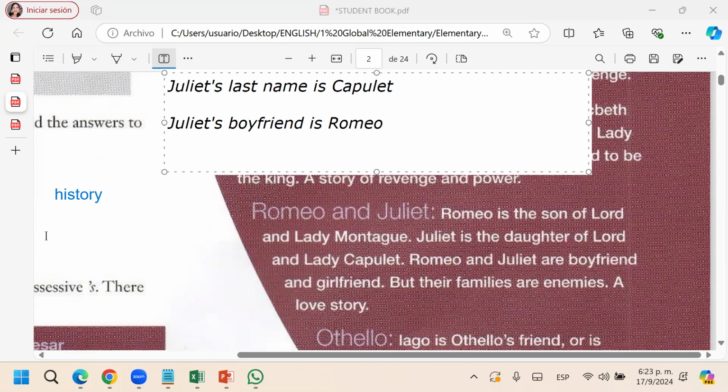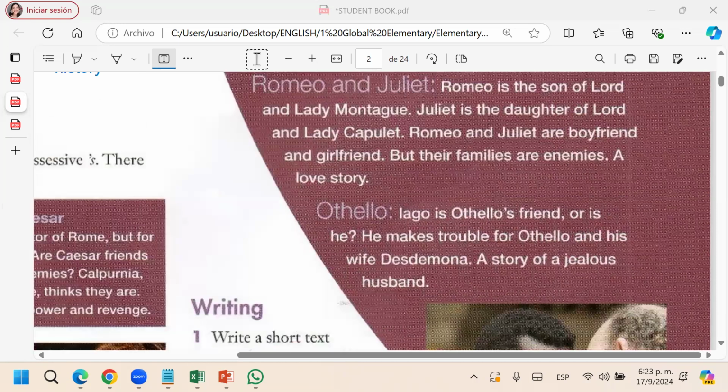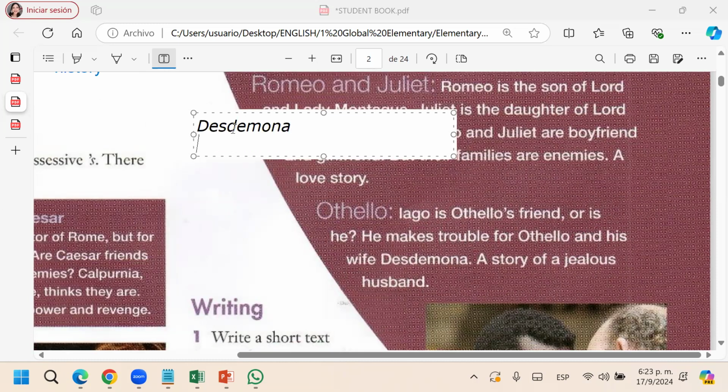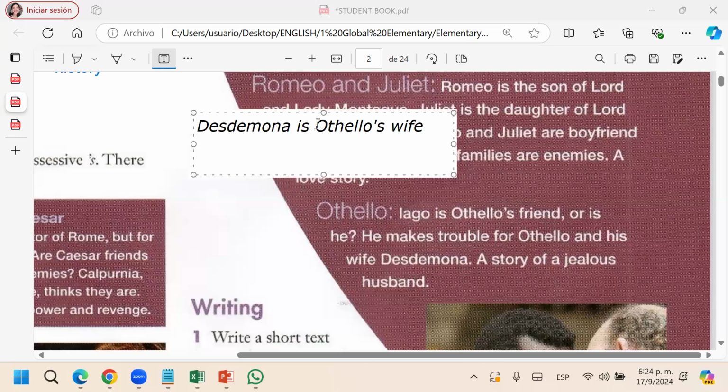Let me erase this and here. Who is Desdemona? Who's she? She is the wife of Othello. So I can say Othello's wife. Desdemona is Othello's wife. Is the wife of Othello.